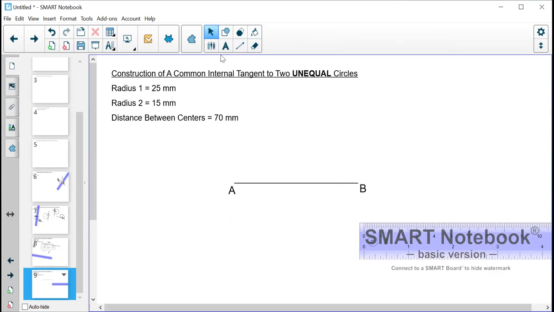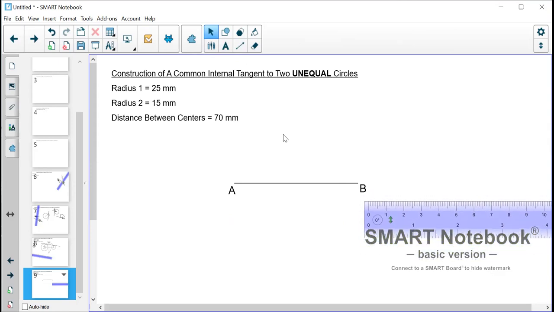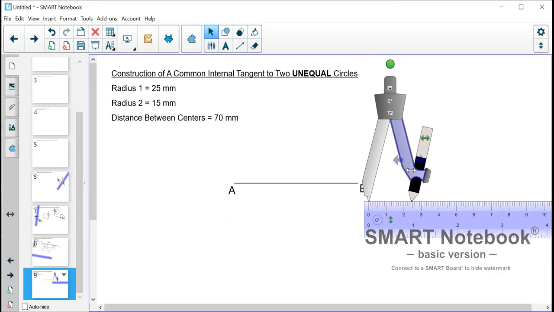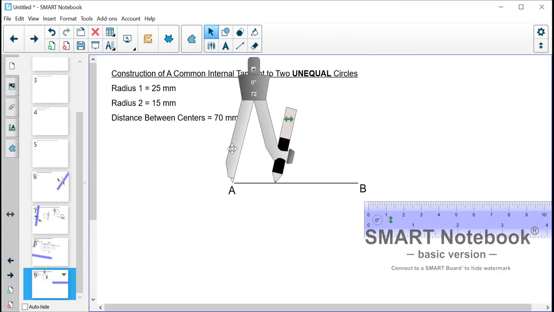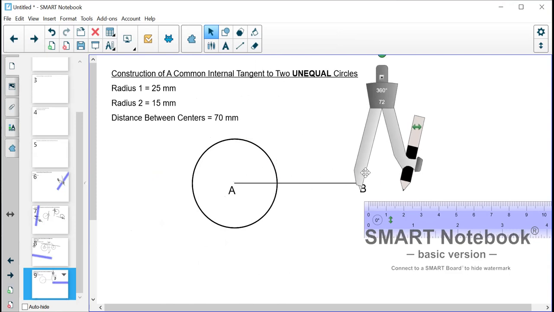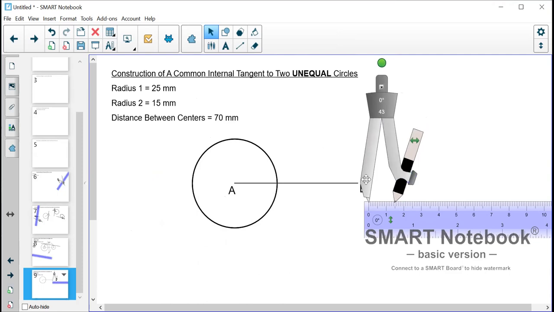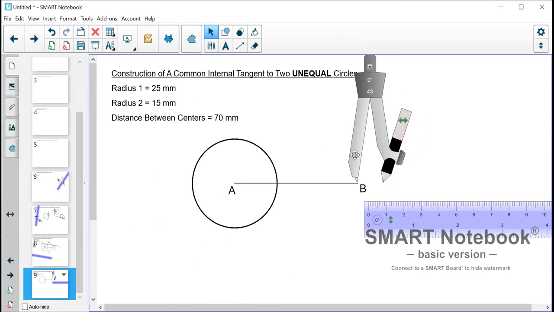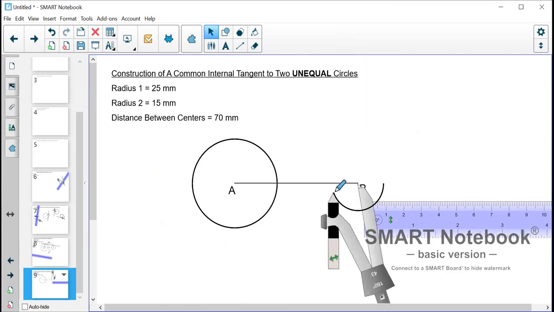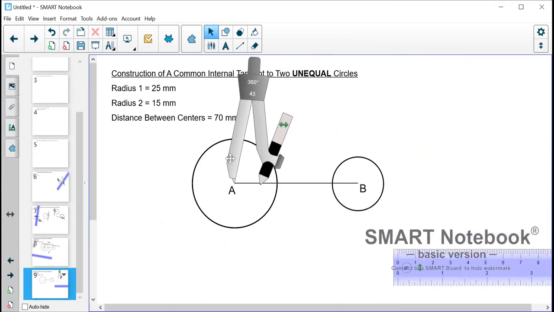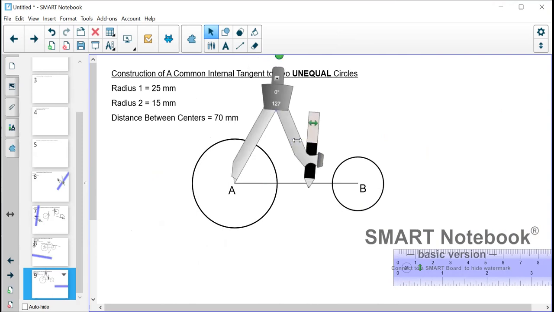Of course, step two now would be to draw the two circles to the given measurement. And again, in this case, the first one is 25 and the second one is 15. So we go to 25 first. All right, and we draw that circle. Then we go to 15 and we draw the other circle.